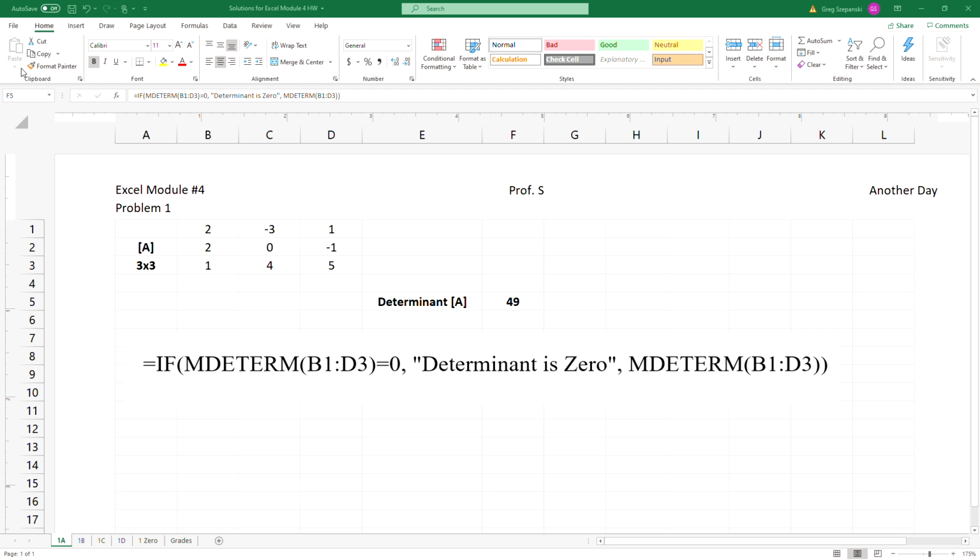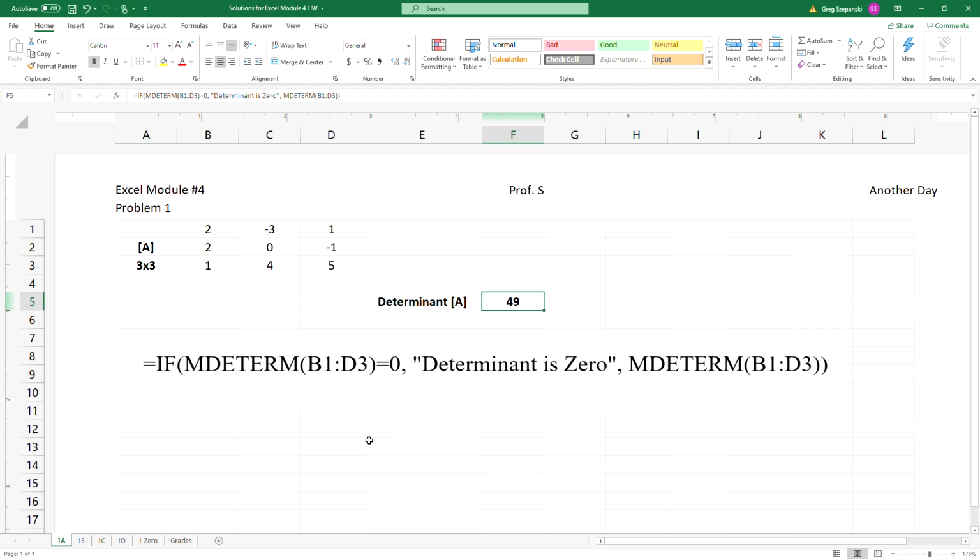The reason for this is when you solve systems of equations using the matrix method, if the determinant is 0, then you cannot solve the equation. So that's why you would do this particular test. You can see I've blown it up here for you. That's the equation that I have in this cell where I'm calculating the determinant.